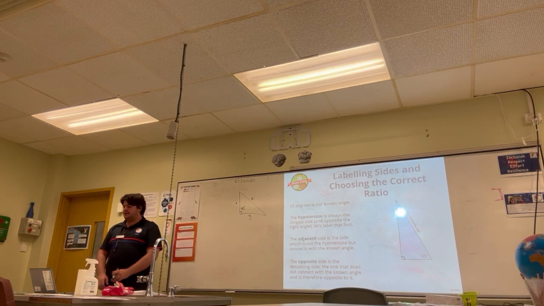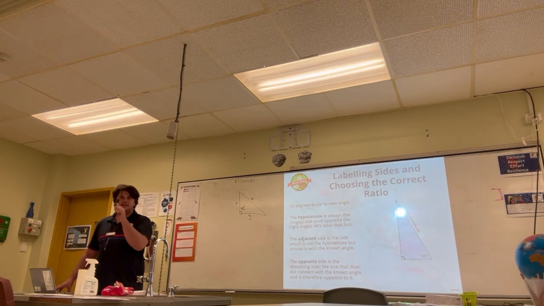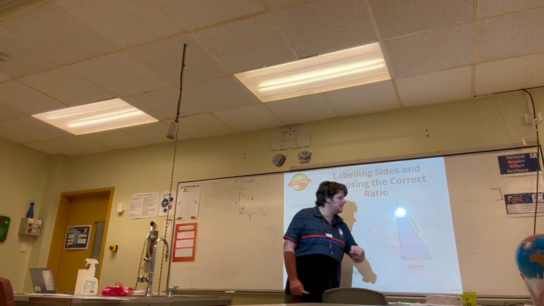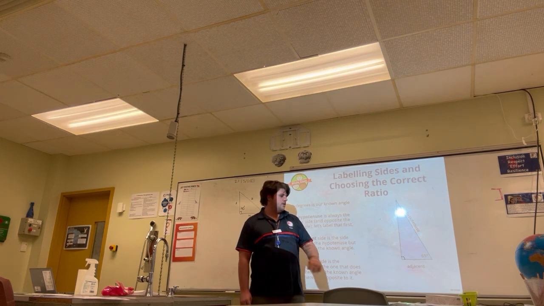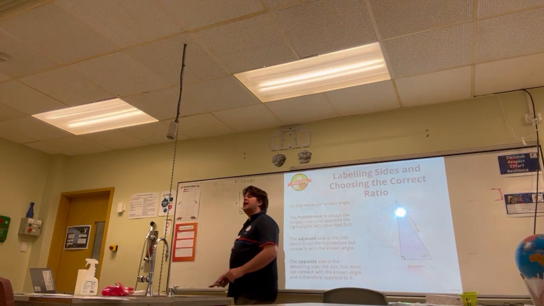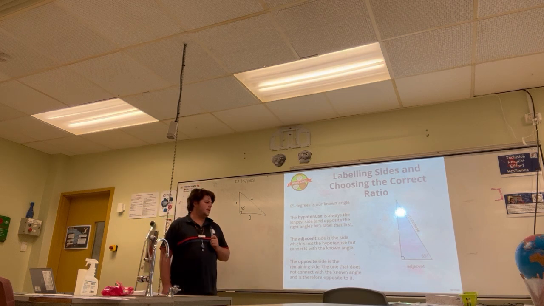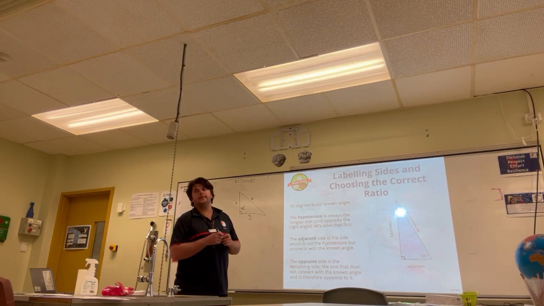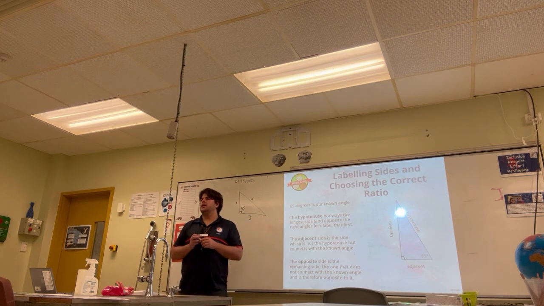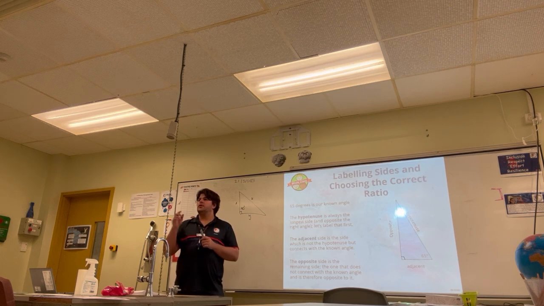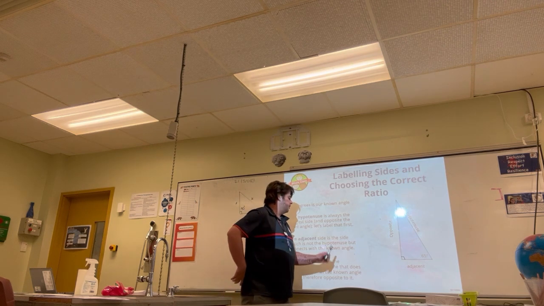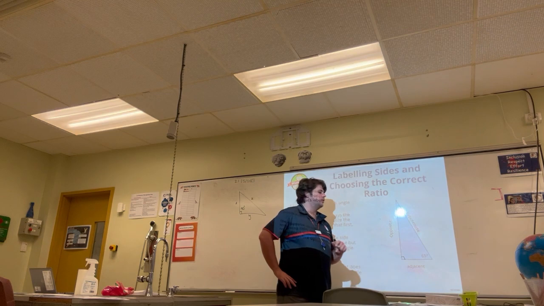The other side after that is the adjacent, which is the side that connects to the known angle. Now, I should mention the known angle is 65 degrees. Without that knowledge, we can't actually calculate, so it's very important we know that. And the last one is called the opposite. Why would we call it the opposite? Exactly. Because it is the opposite side to the angle. It's opposite the known angle.